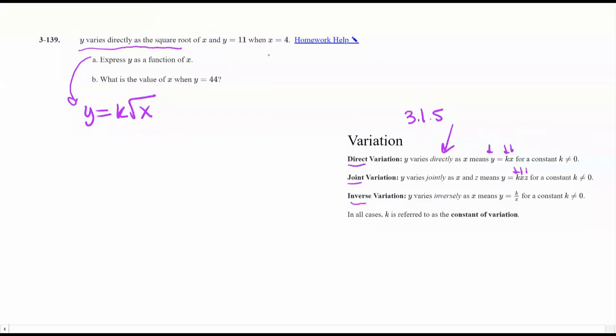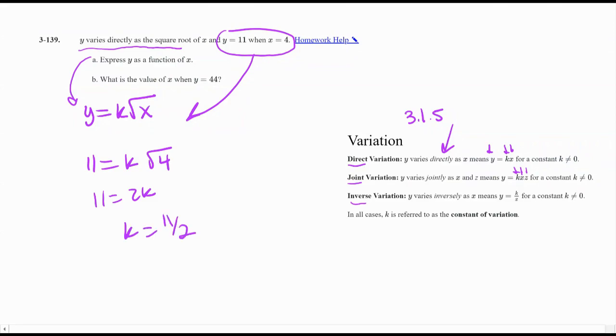Then we're also given this information that y equals 11 when x is 4. So what that means here is that we can actually plug those values in to find my constant of variation. So I can actually plug those values in, 11 equals k times the square root of 4, and solve for k. So 11 equals 2k, and k is equal to 11 halves.